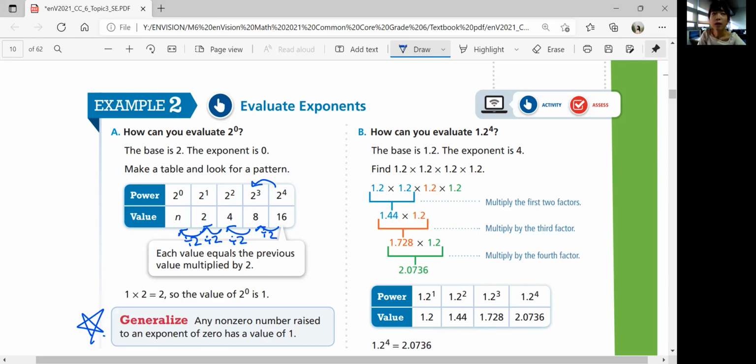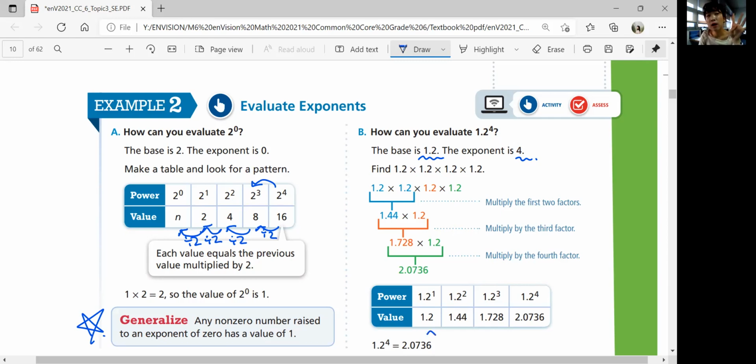Remember that. Part B, how can you evaluate 1.2 to the 4th power? What if you have a decimal, not just a whole number for your base? Evaluate your base. You identify your base and the exponent first. What does it mean? Your base is 1.2. Your exponent is 4. What does it mean? You're multiplying your base by 4 times. 1.2 times 1.2 times 1.2 times 1.2. So you can literally multiply it by itself 4 times.